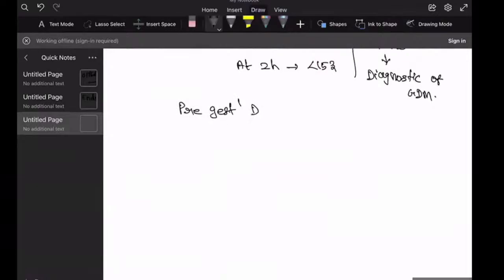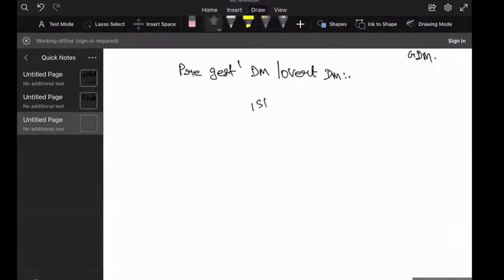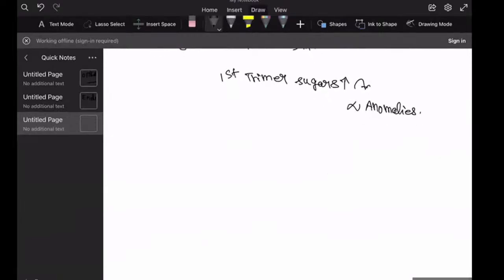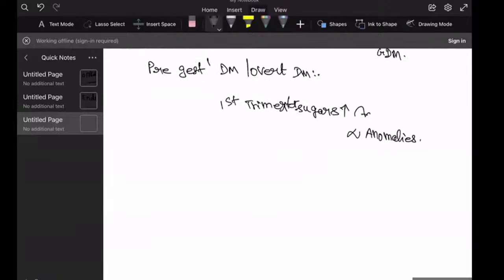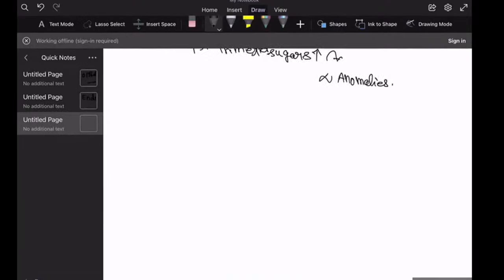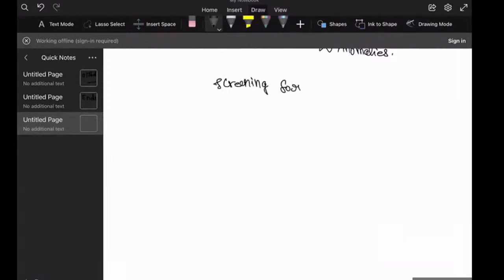Pre-gestational diabetes mellitus or overt diabetes mellitus. It is first trimester sugars higher, and that is directly proportional to the anomalies. Organogenesis, yes, correct. In the first trimester, organogenesis happens. So if there are increased sugar levels in the first trimester, it is going to cause anomalies in the baby. The screening for diabetes mellitus should always be done in the first trimester itself.